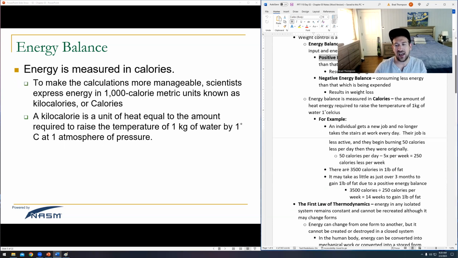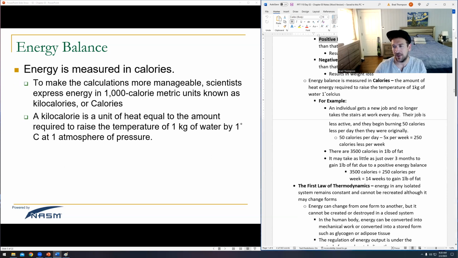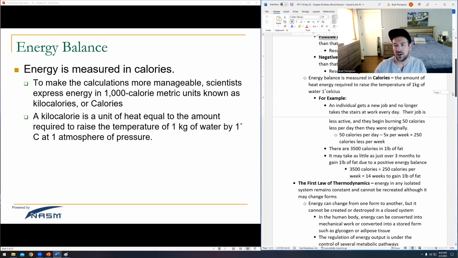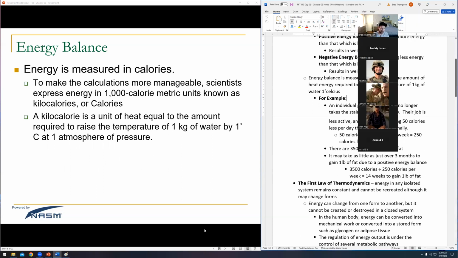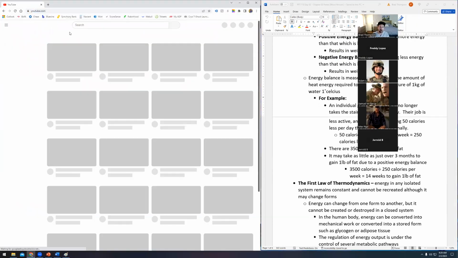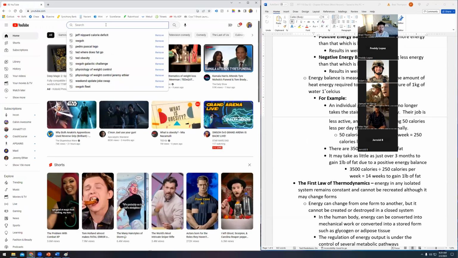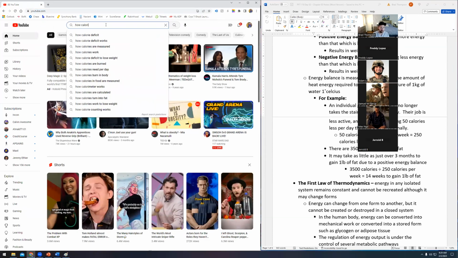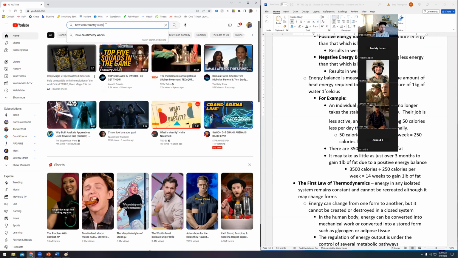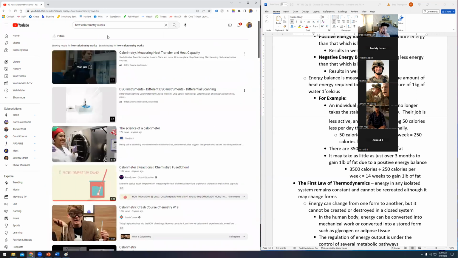So, coming back down to this idea, we're talking about calories here. Energy balance is a measurement of calories. A calorie is the amount of heat energy required to raise the temperature of 1 kilogram of water 1 degree Celsius. I know I've shown you guys this video before, but I can never spell that correctly. Calorimeter. Not even close.